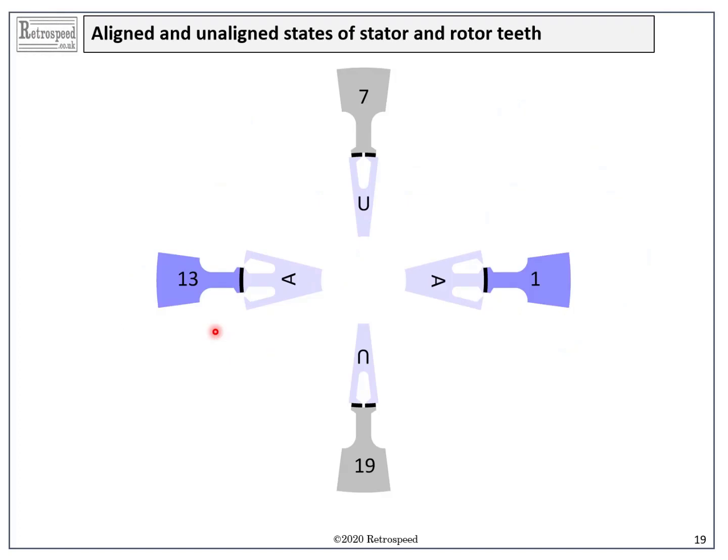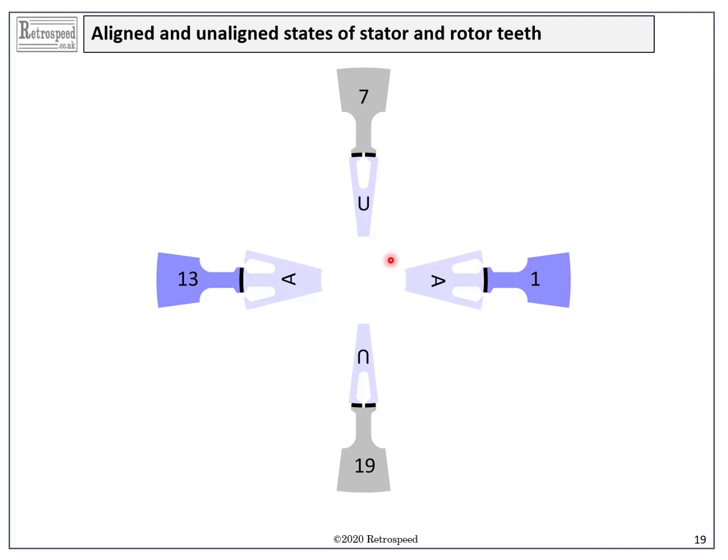This slide shows what we mean by aligned and unaligned. The overlap between a stator tooth and a rotor tooth is maximum in the aligned case, and so is the permeance.